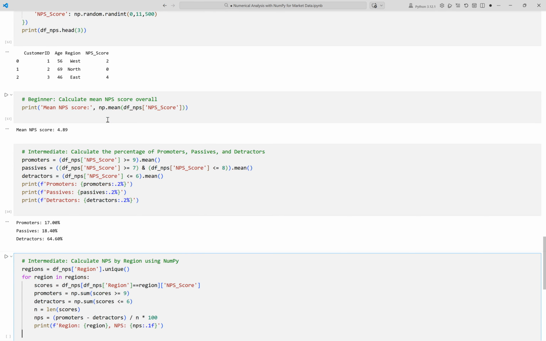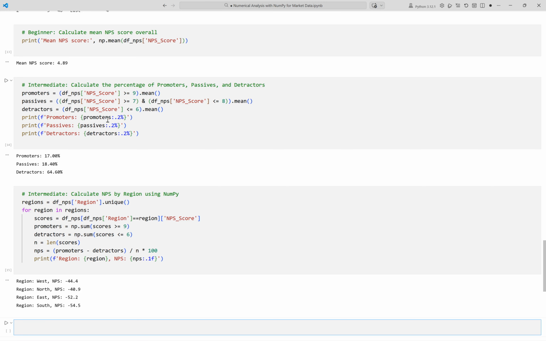Running the cell now. Notice that the NPS scores for all regions are negative, indicating more detractors than promoters across the board. The code calculates the Net Promoter Score by counting promoters, scores 9 or 10, and detractors, scores 6 or below, per region, then normalizing by total responses, which highlights customer dissatisfaction trends by geography. This reinforces the importance of correctly classifying survey responses and calculating meaningful aggregates in market research data. Try grouping by another variable, such as age group, for more tailored business actions.